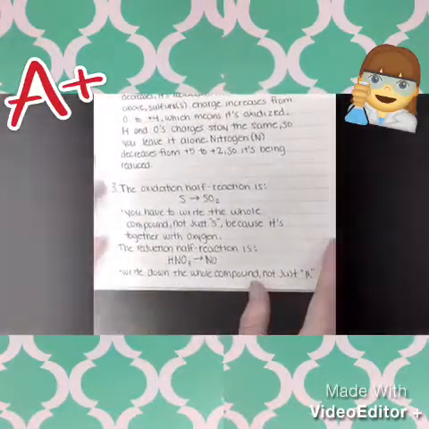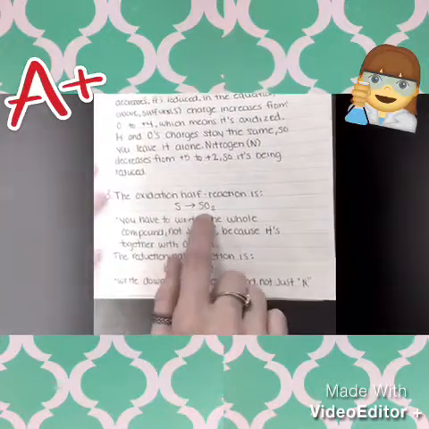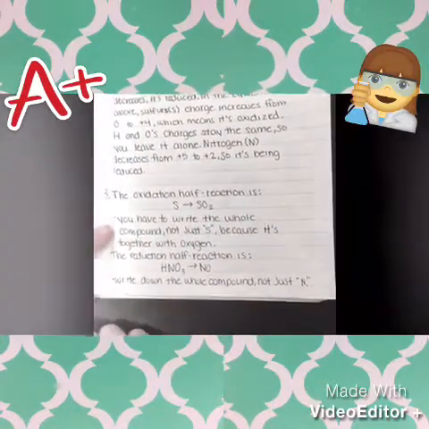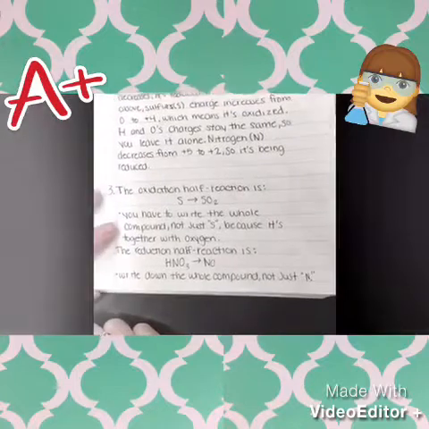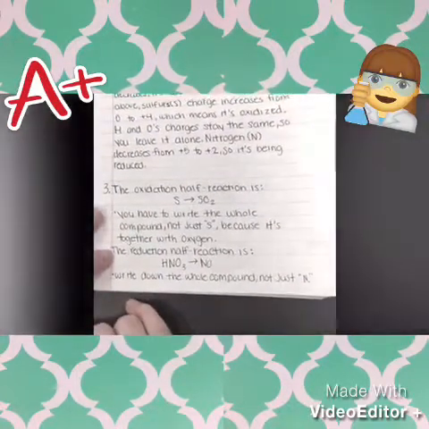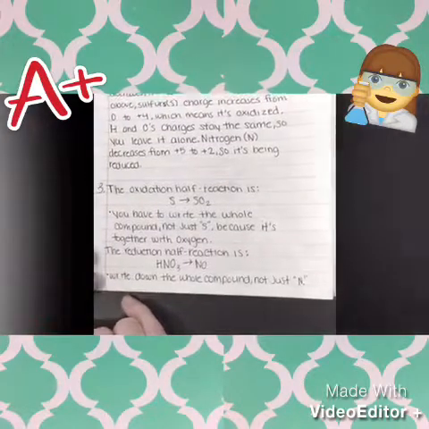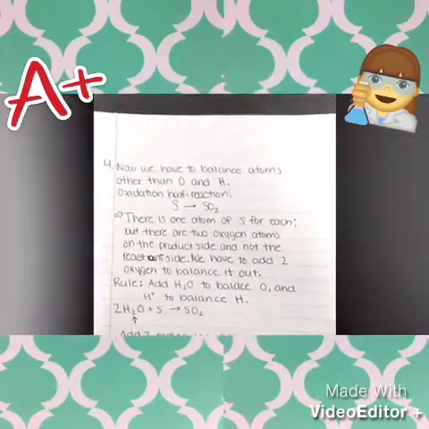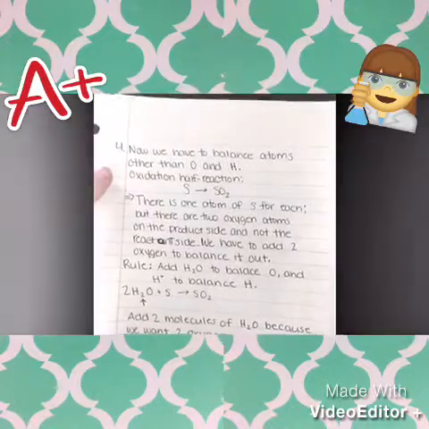The oxidation half reaction is S equals SO2. You have to write the whole compound, not just S, because it's together with oxygen. The reduction half reaction is HNO3 equals NO. Write down the whole compound, not just N. Now we have to balance atoms other than O and H.